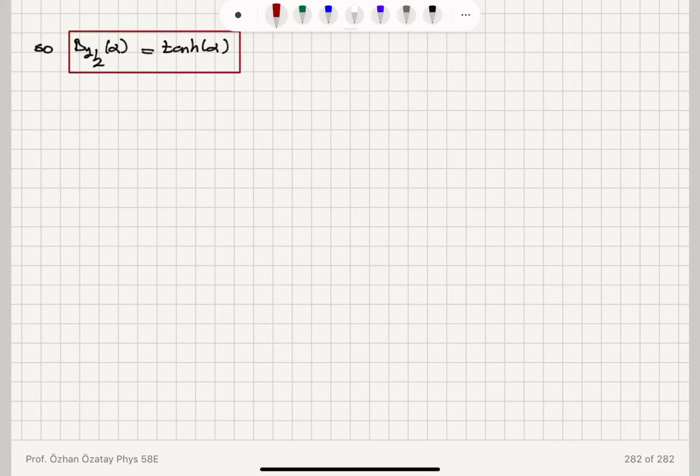And the third question was, what if alpha is equal to 0? So alpha is equal to 0. In that case, we have the limit as alpha goes to 0 of B_j of alpha. This is (2j plus 1) over 2j.